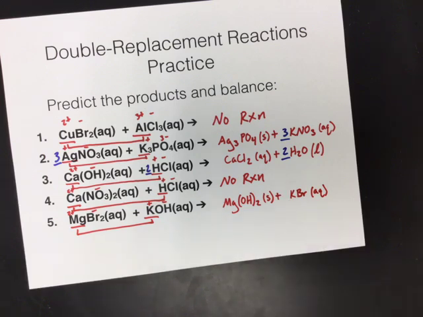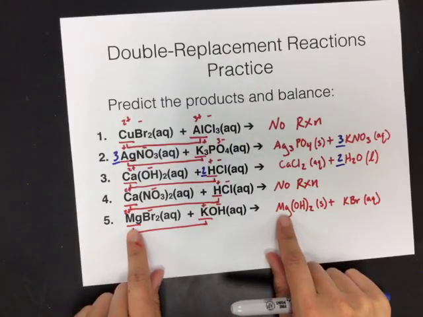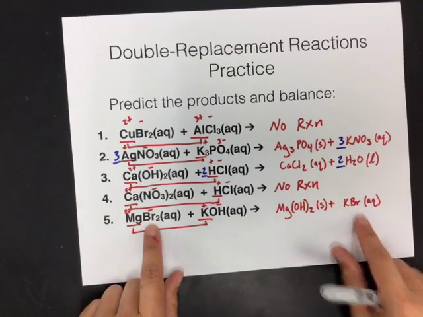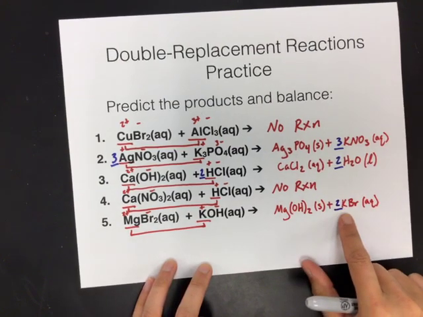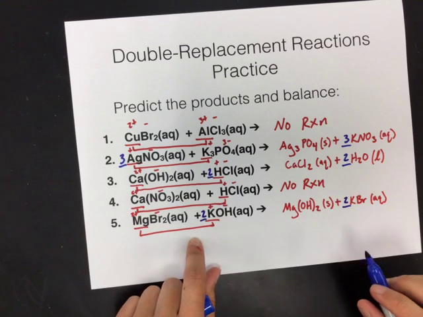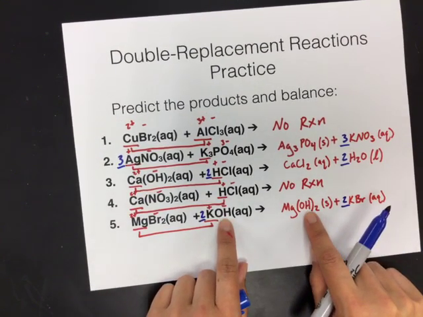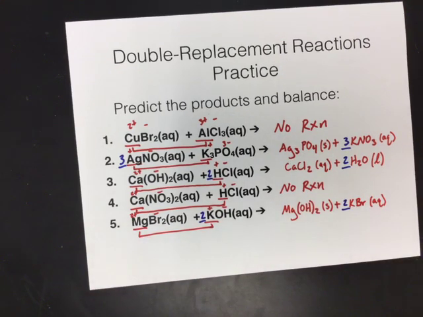Then we need to balance always. Quickly here, Mg, 1 and 1, good. Bromine, we have 2 here, 1 here. So we'll make this a 2. That changes our potassiums. So we're going to need a 2 here. That changes our hydroxides. But luckily, we already have 2 on this side. So now it seems like everything is balanced, and that looks good.